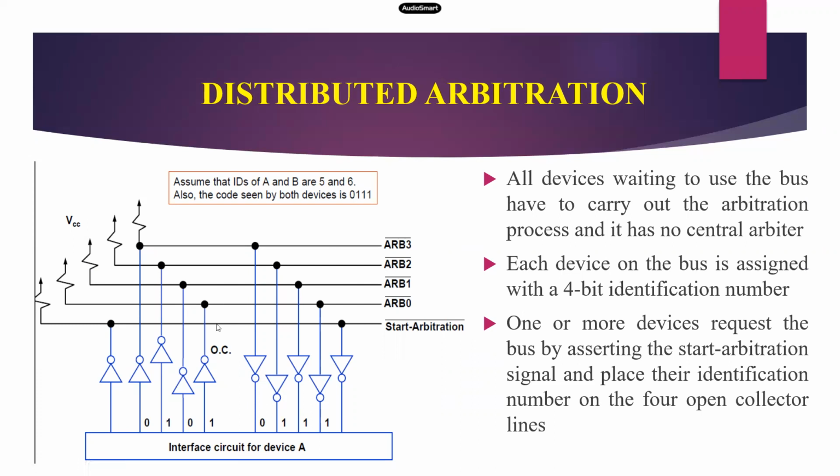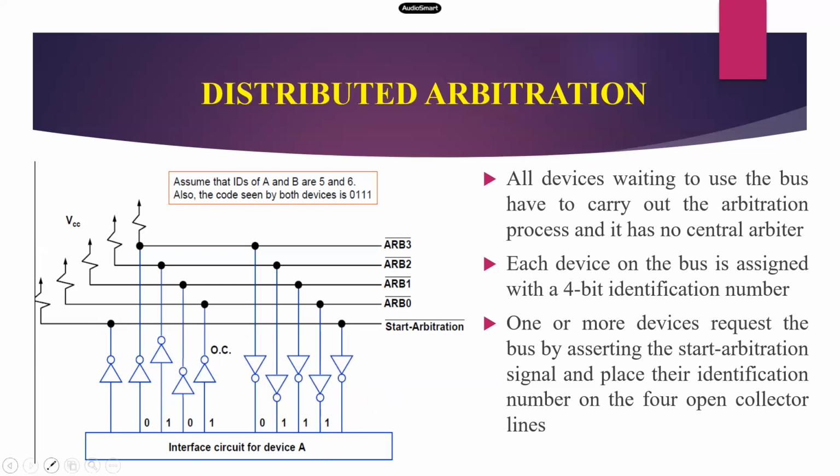So which device will be selected? Based on the 4-bit identification code. For example, the ID of A is 5 and B is 6. Also, the code seen by both devices is 7. So each device on the bus is assigned a 4-bit identification: ARB 0, 1, 2, 3. There are 4 arbitration signal lines. Then the start arbitration signal: 0 becomes 1 because of the inverter, and 1 becomes 0 again. So this is the interface circuit for device A.